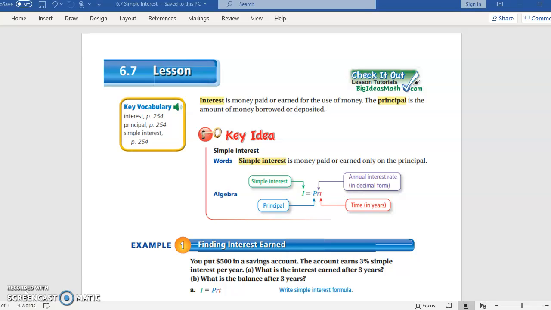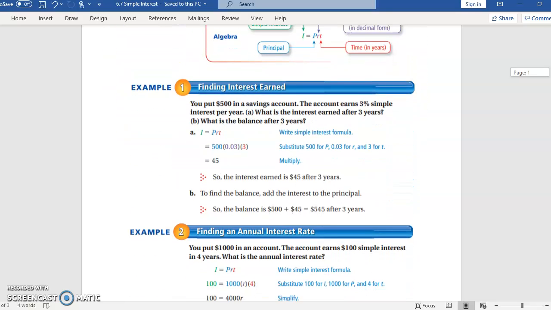So if it says 6 months, then you have to put 0.5 because that's half a year. And then usually you'll get 3 out of these 4 pieces of information, and you have to plug them into the equation and then solve for whatever you're missing. So we'll see how this goes. Here, let's look at example 1.